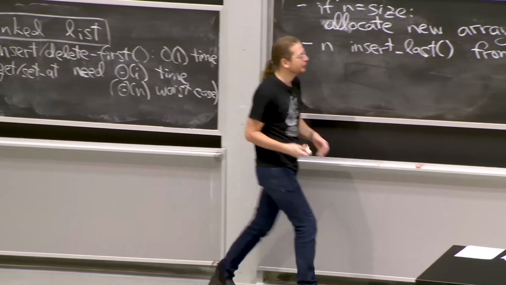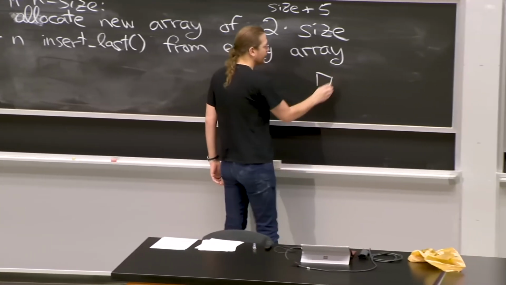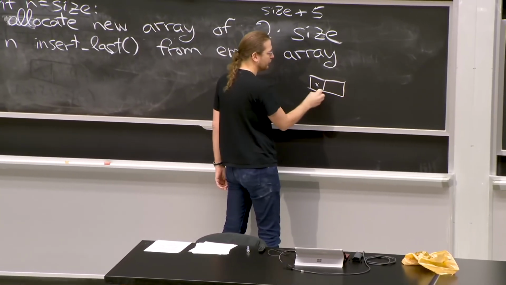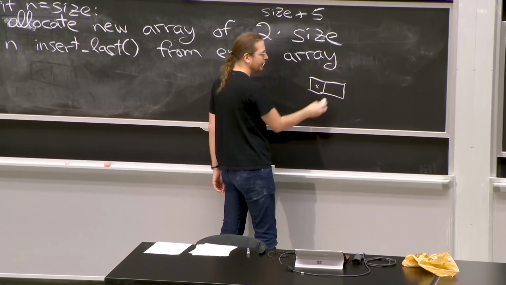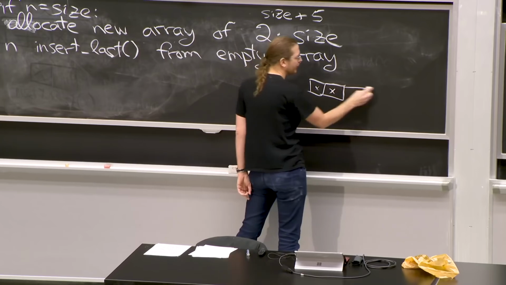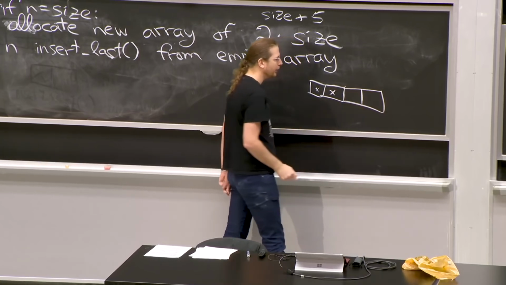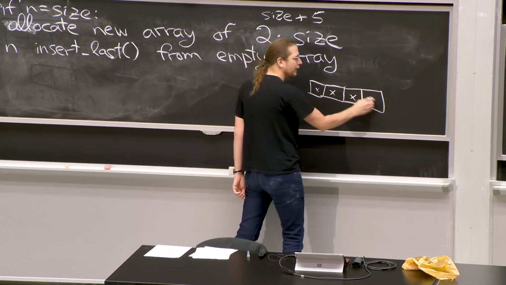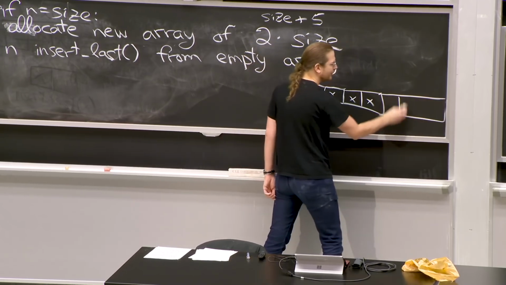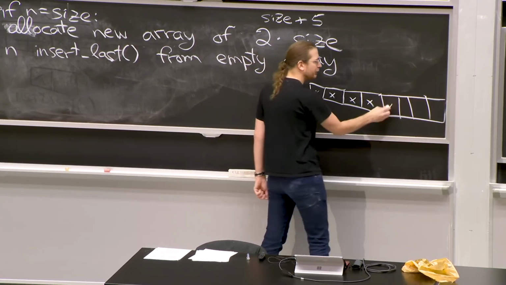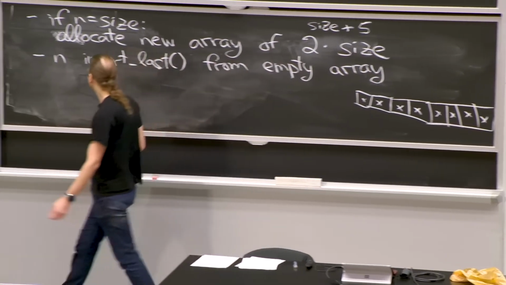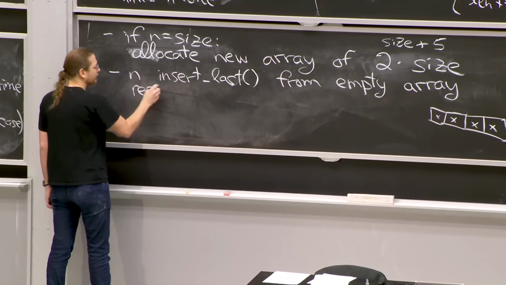OK, now let's draw a picture. So we start with 1 item. We fill it up. Then we grow to size 2, because that's twice 1. Then we fill it up. Immediately, we have to resize again. But now we start to get some benefit. Now we have size 4. And so we can insert 2 items before we have to resize. And now we're size 8. And we get to insert 4 items before we refill. So this is going to resize.